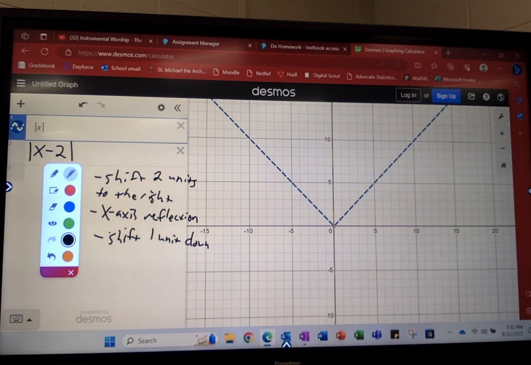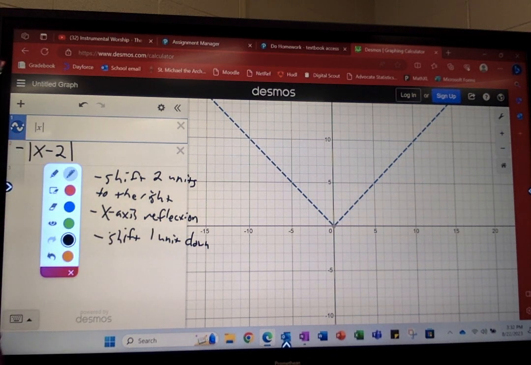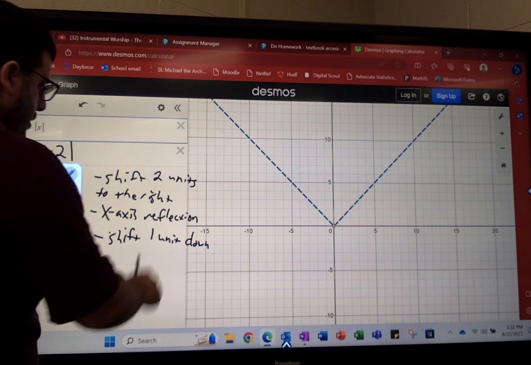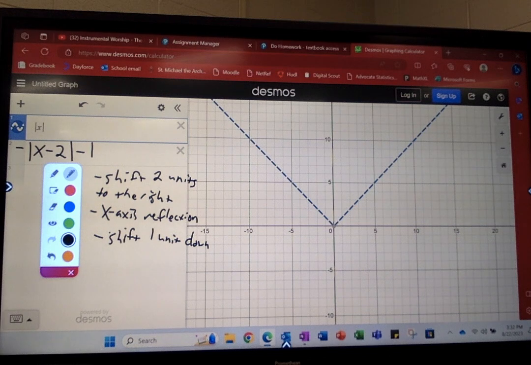Okay. Then I want to make an x-axis reflection. So if I reflect this over the x-axis, I'm making all the y values negative. So that means I'm going to apply a negative sign to the outside here to flip those y values. And then I'm going to shift 1 unit down. So that's down, it's minus 1. So how do I graph that?